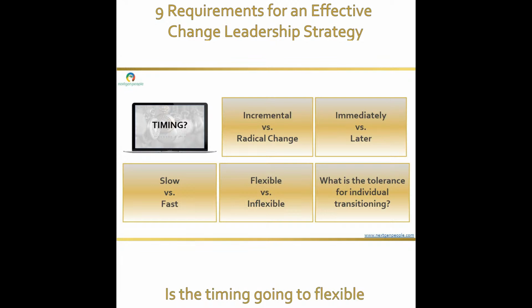Is the timing going to be flexible and adapt to organizational changes, or inflexible and timelines held regardless of what happens? Some organizations think this way. It's a very difficult way to operate, but this is the cultural values of some organizations. Finally, what will be the tolerance for individual transitioning? How much patience will be given for individuals to adapt attitudes and or new capabilities that will be needed for this transformational direction? These are timing approaches that you want to have clear in your change leadership strategy.